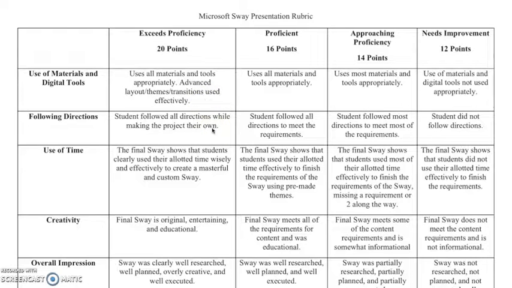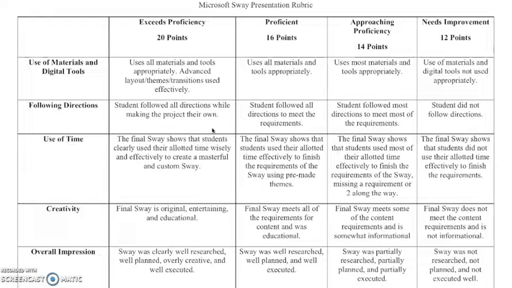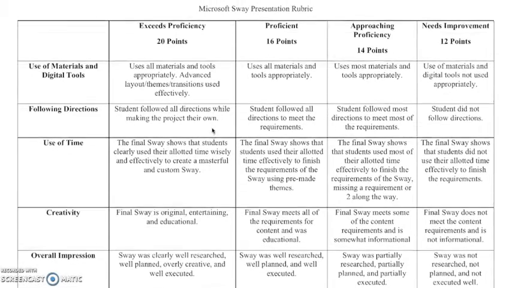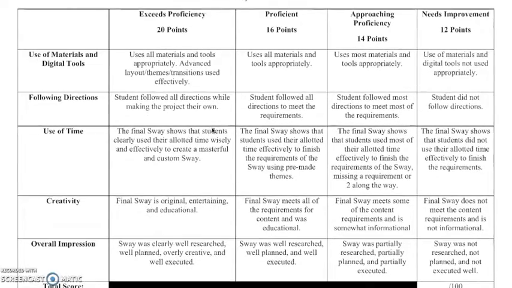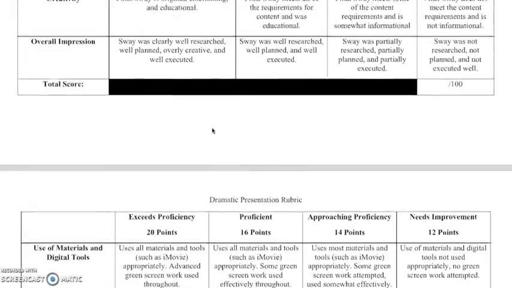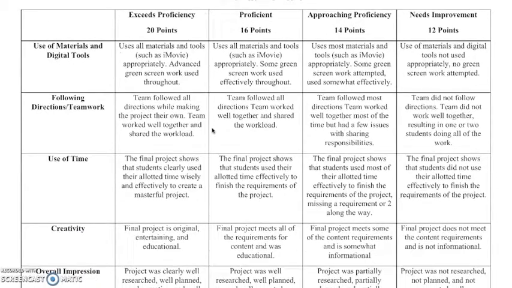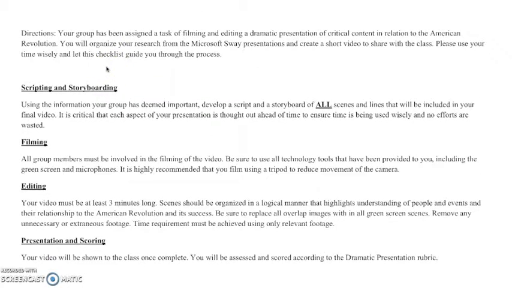And finally, once they're finished with all of their work, they have 2 rubrics that will be available to them at all times, so they know exactly what's expected of them and how they'll achieve their overall grade. So we have one for the Microsoft presentation rubric here, and it's broken down. Both are broken down as exceeds proficiency, proficient, approaching proficiency, and needs improvement. As we scroll down here, we see that there's also the dramatic presentation rubric, and things have been specified to each assignment.